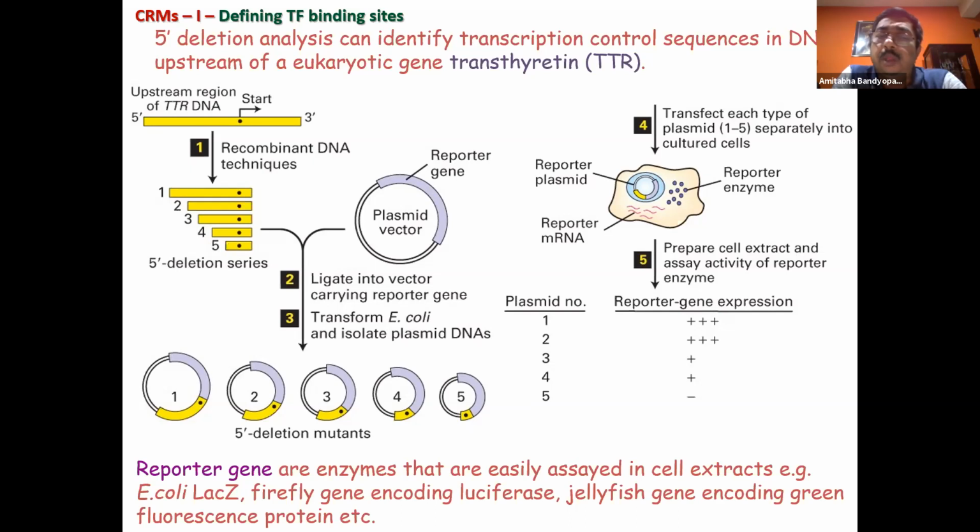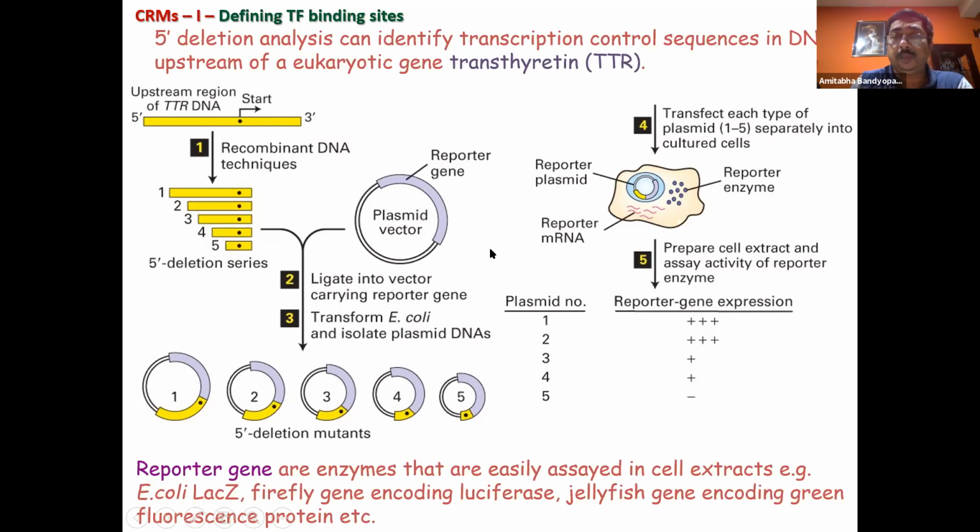like some 2,000 base pairs, and you clone it in a vector that already has a built-in reporter gene. Now, because you have the transcription start site already there, you will be able to express the reporter. This plasmid should not have any promoter or enhancer element of its own. It should come from the DNA that you are investigating. So you take that piece of DNA, put it in this plasmid.